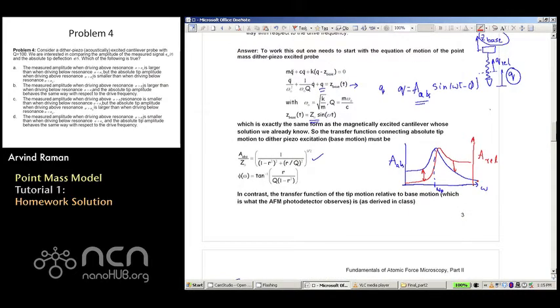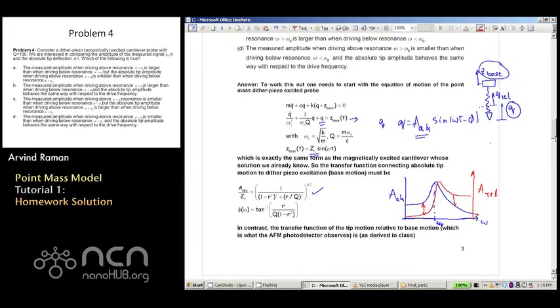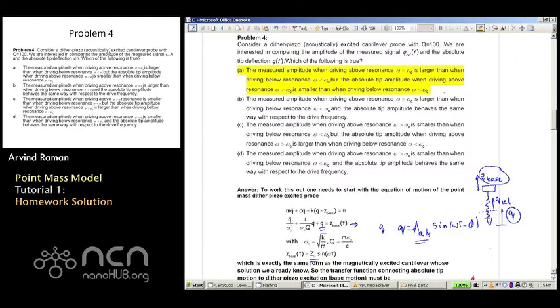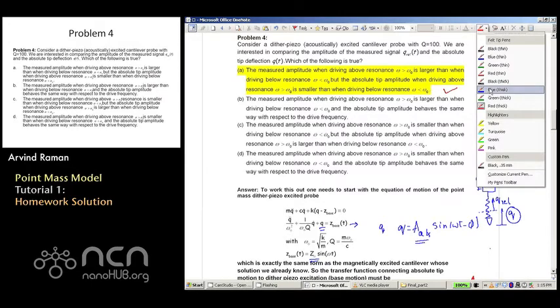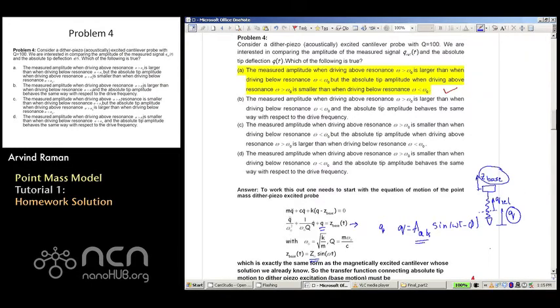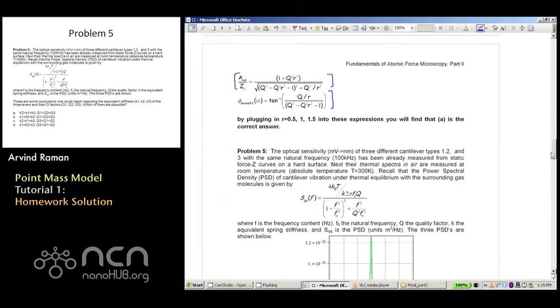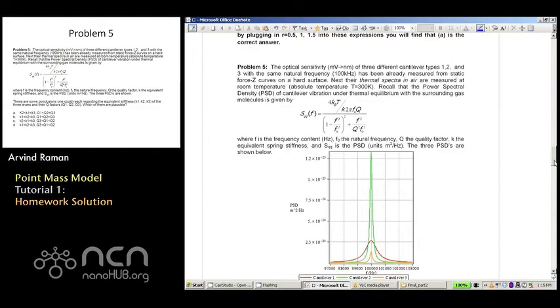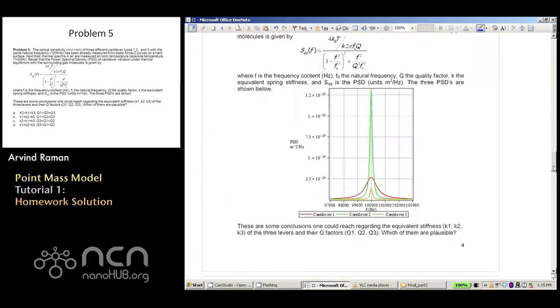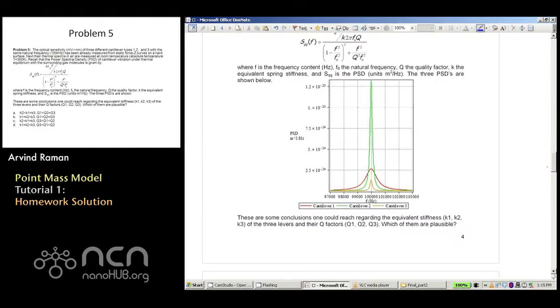You can also get to the answer by simply plugging in numbers into these two transfer functions and seeing which reaches a larger magnitude before or after resonance. So the answer turns out to be A here, and with that we can move on to the next problem. The next problem is that of thermal calibration of stiffness.